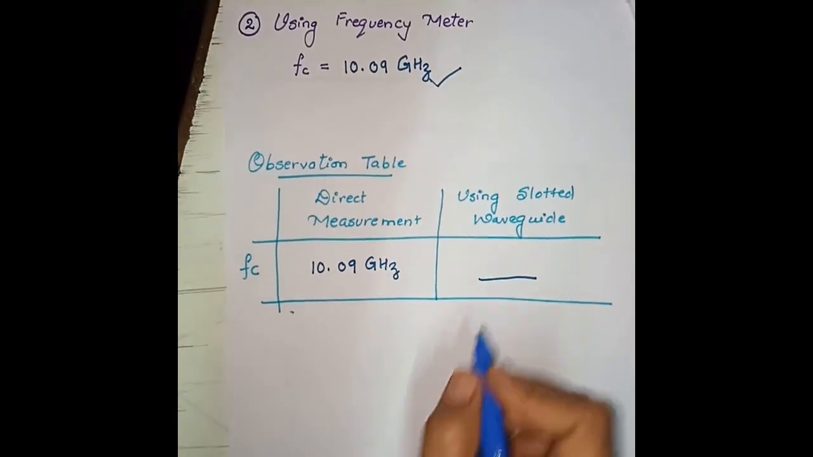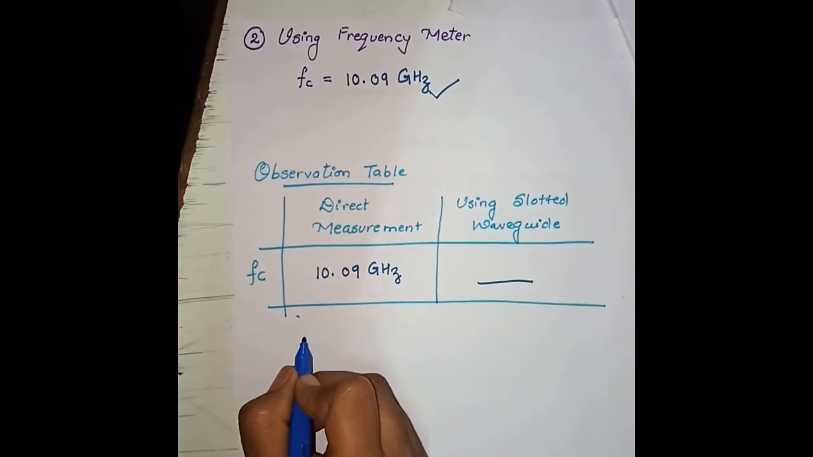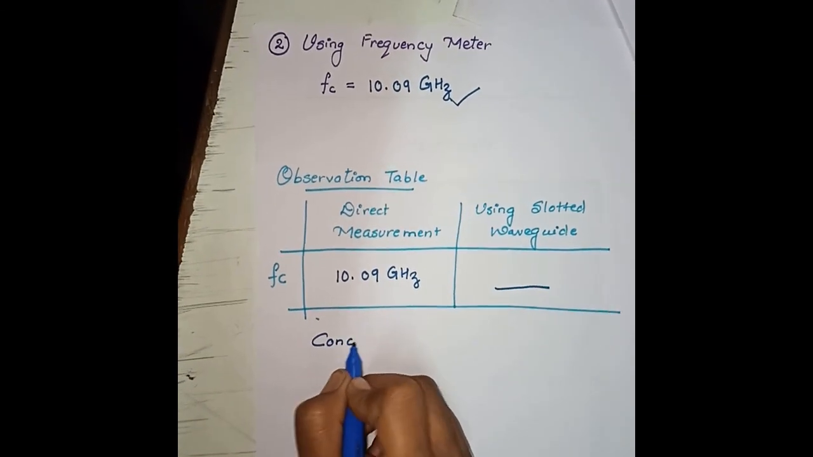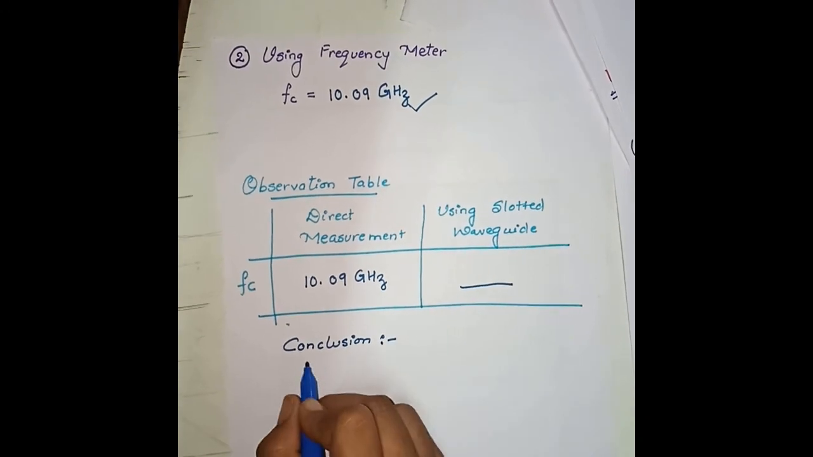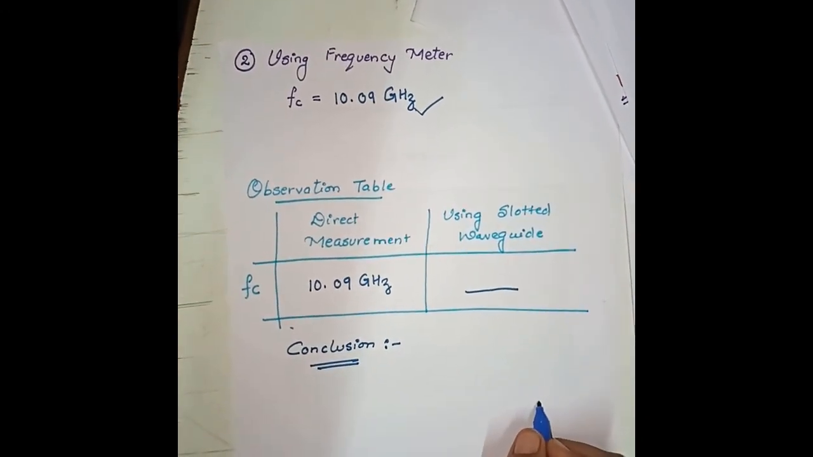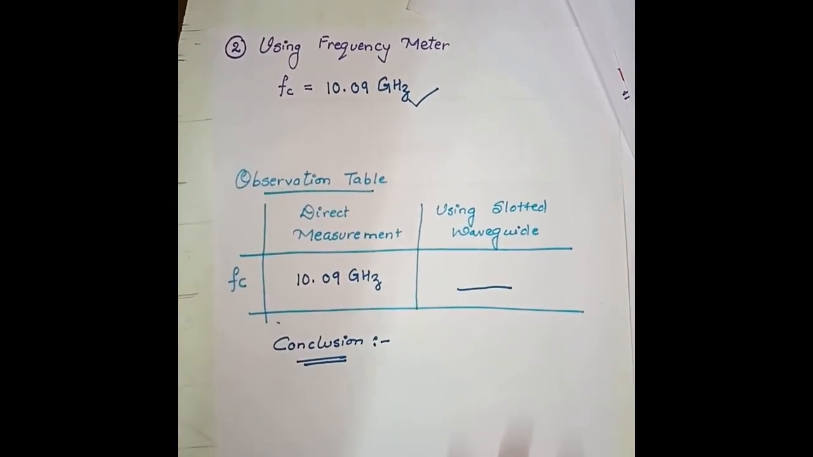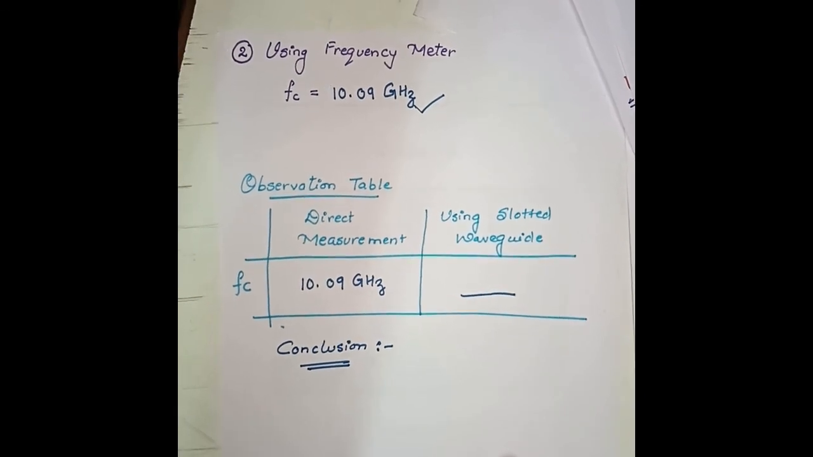After writing the observation table, you have to give the conclusion of this experiment, whatever you have studied inside this experiment. So you have to write down the conclusions, and thereafter your experiment is over. Thank you.